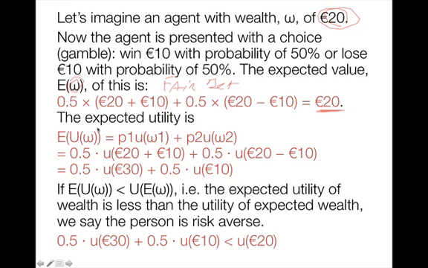So the expected utility of this wealth is just P1 times U(W1) plus P2 times U(W2). So it's 0.5 times U(20 plus 10) plus 0.5 times U(20 minus 10). If the expected value of U(W) is less than the utility of the expected value, then the person is risk averse. So the expected utility of wealth is less than the utility of the expected wealth. You say the person is going to be risk averse, and that's how you test for that. And that's something that I'd expect you'd be able to do in the exam, definitely.